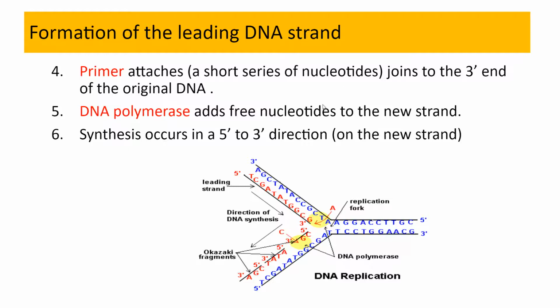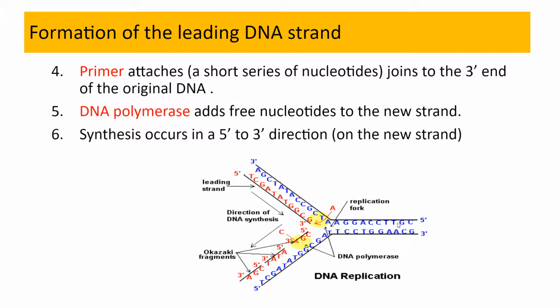So we know that nucleotides can only be added in one direction. So if you have a look here, the 3' end on the original DNA molecule is here, and this is the 5' end. So the nucleotides can only be added to the 3' end first. So it can only go in this direction. It can't go in this direction, it has to go in this direction because it can only be added to the 3' end.